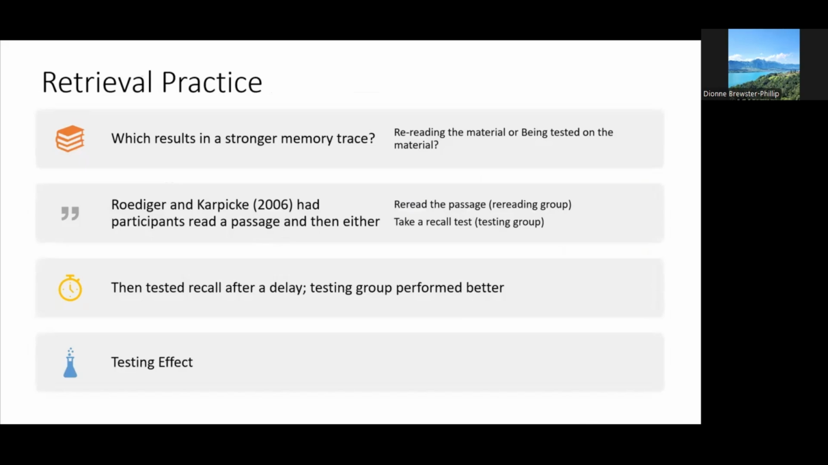So in this study, participants had to read a passage and then either reread the passage, which was the reading group, or recall the passage, which is the test group. And then recall was tested after some delay. And from this experiment, we saw that the testing group actually performed better, as we know. And I think I would have mentioned this before, how important it is to not just read, but engage with the material in a way where you practice retrieving that information, because it just leads to you recording the information better.